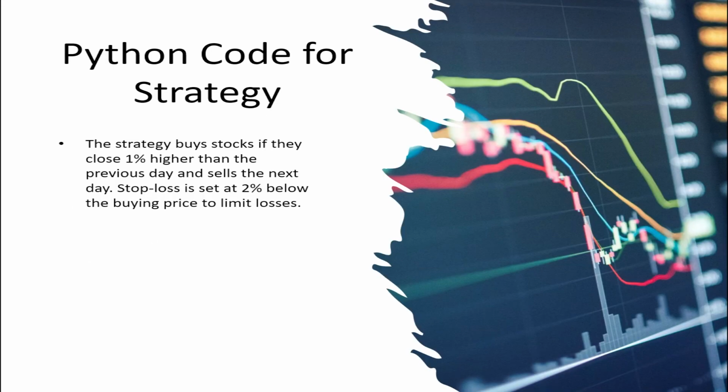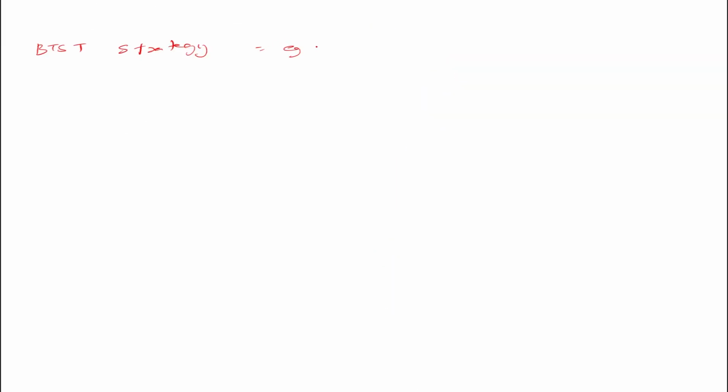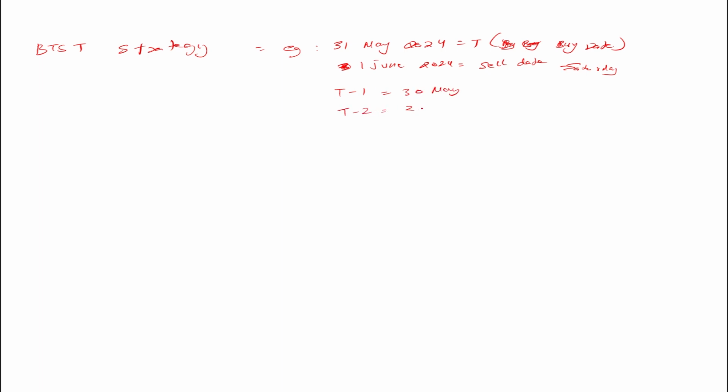For the strategy that we will be following, let's say today is 31st May 2024. This is our T day. Today we would like to buy, so this is the buy date, and then there is the sell date. T minus 1 will be 30th May, and T minus 2 will be 29th May, 2024.